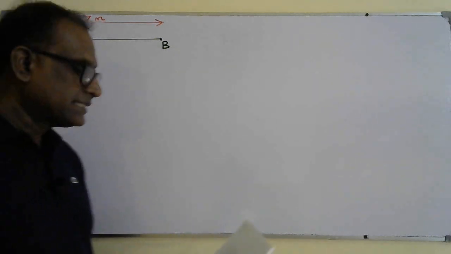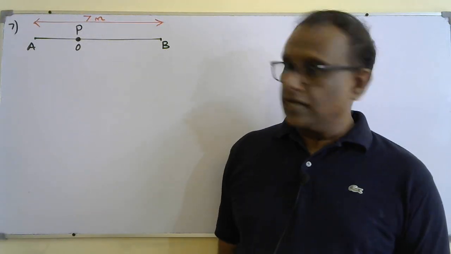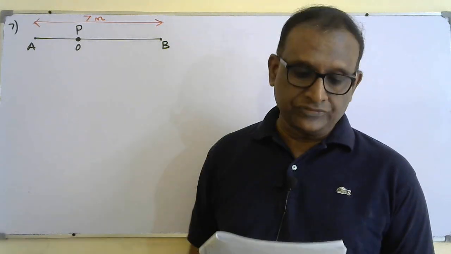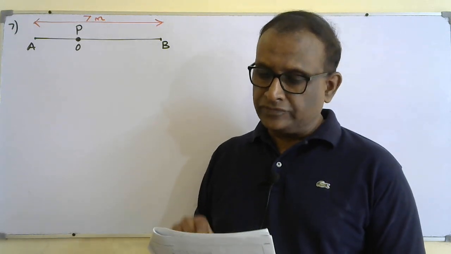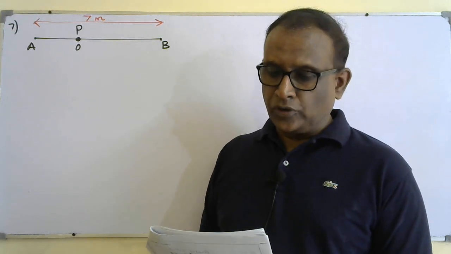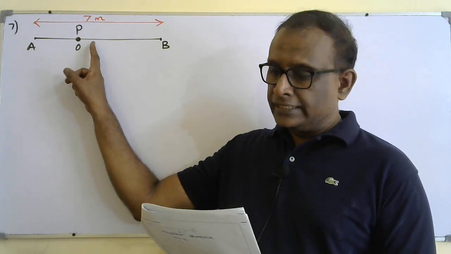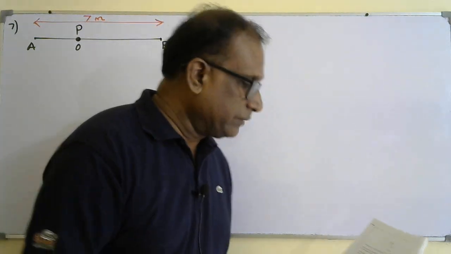Okay, so this diagram is given, question number 7. Fixed points A and B are 7 meters apart on a smooth horizontal surface. A light elastic string has natural length 2 meters and modulus of elasticity 4 Newton. One end of the string is attached to particle P of mass 2 kilogram, other end attached to A. So there is a string attached between P and A.